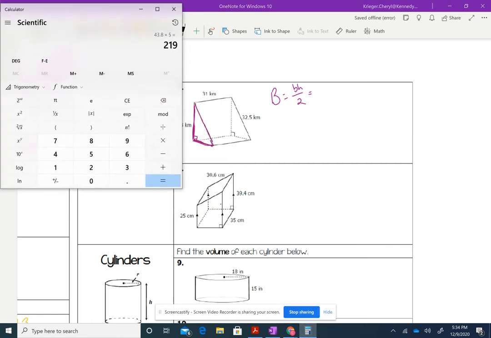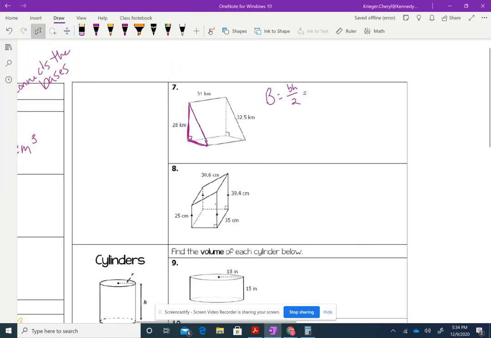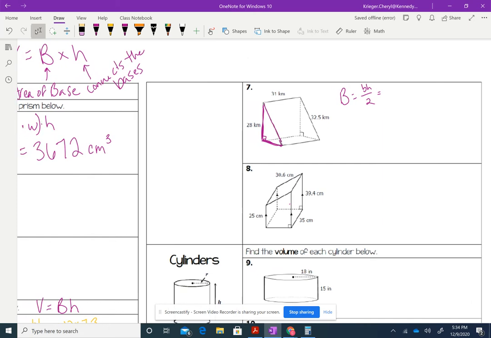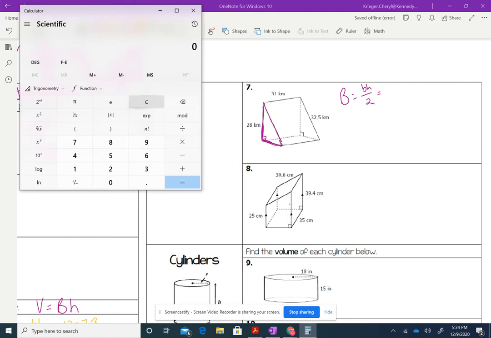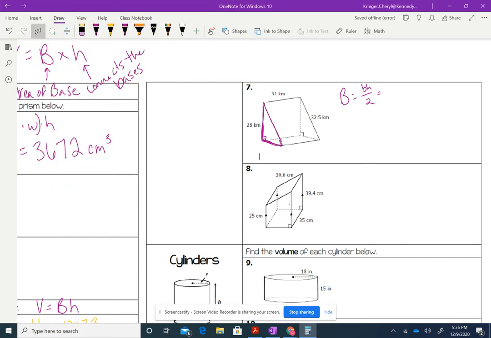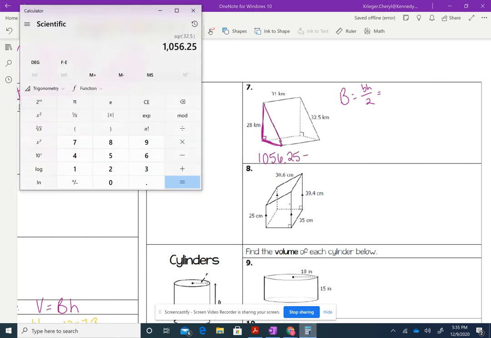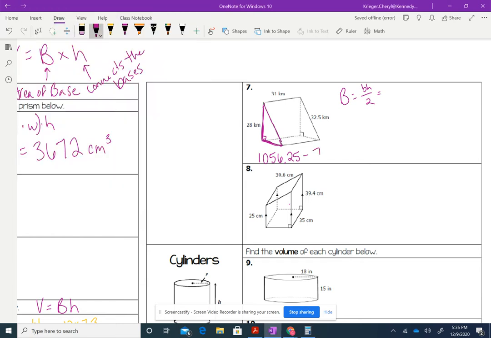I can see that, well, I can't see. Here, I'll bring this over. I can see that the hypotenuse is 32.5, so I'll do 32.5 squared. That's 1056.25. And I'm going to subtract the height 28 squared, 784.